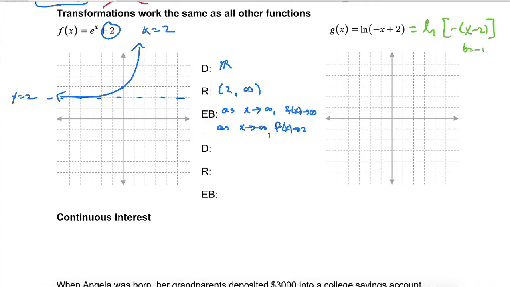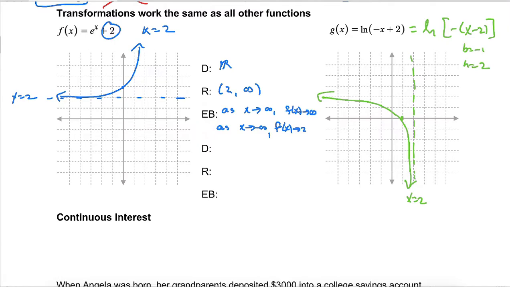The b is negative 1, which will flip things backwards. The h is positive 2, which will move everything over to the right. So the vertical asymptote will be moved over to the right. And everything else will be backwards. So instead of the x-intercept being one space to the right of the vertical asymptote, it'll be one space backwards. And then everything else will kind of look the same as a regular log.